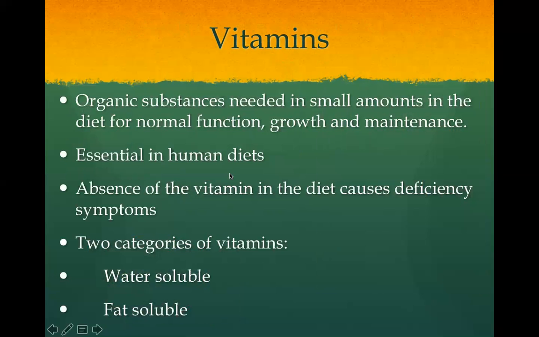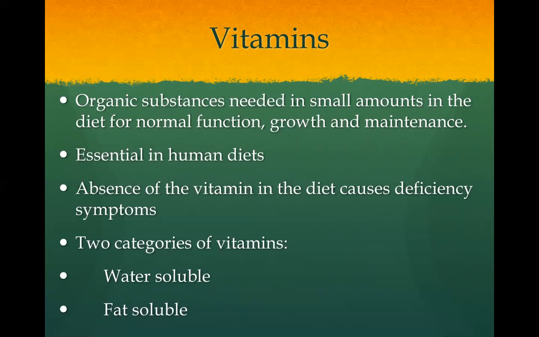So vitamins. Vitamins are organic substances. That means they have carbon in them. They're carbon containing, and they're needed in small amounts in the diet for normal function, growth, and maintenance. They are essential for humans because we cannot make them, or we cannot make them in adequate amounts, or there's environmental factors inhibiting our ability to make them in sufficient amounts. There are a few vitamins that are made in humans. However, we don't make enough of any of them, so we need to get them from foods that we eat. And if we're missing any of our vitamins, we can develop deficiency, like you saw on the previous slides.